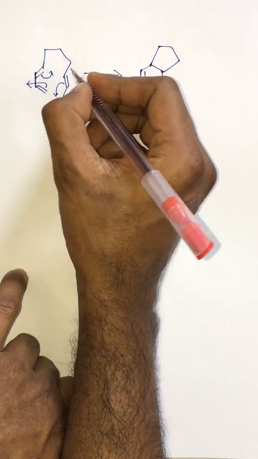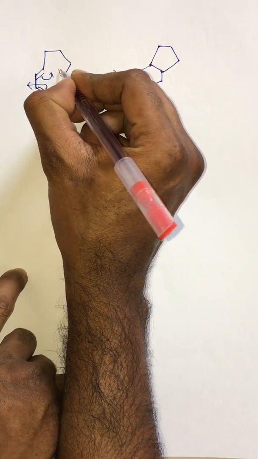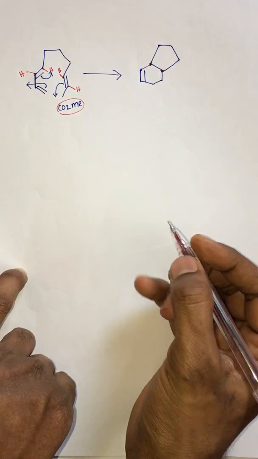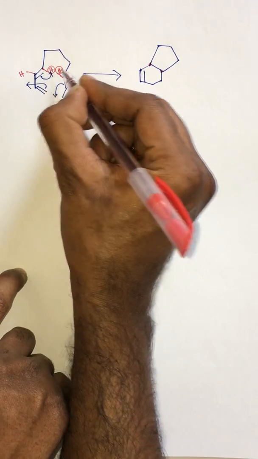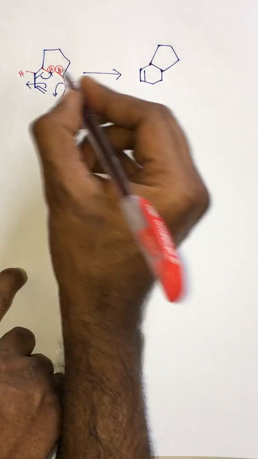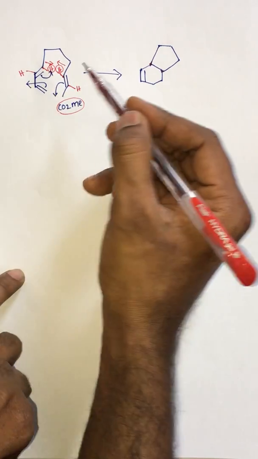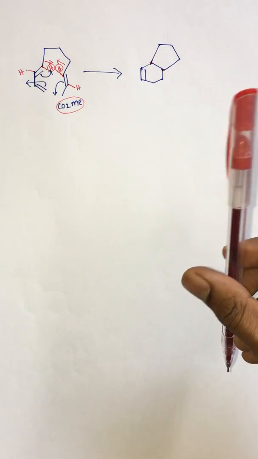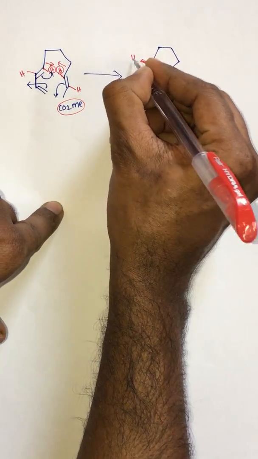So now you can see here, this is the E stereochemistry and this is also E stereochemistry. Now we focus only on these two hydrogens because they are the bridgehead hydrogens. This hydrogen is facing downwards and this hydrogen is facing upwards, right? So they are in opposite directions. One hydrogen is coming like this, another is going like this. Because of that, in the product also they should be in opposite directions.